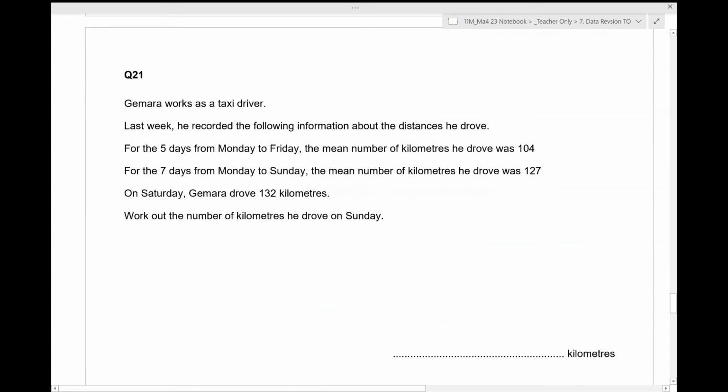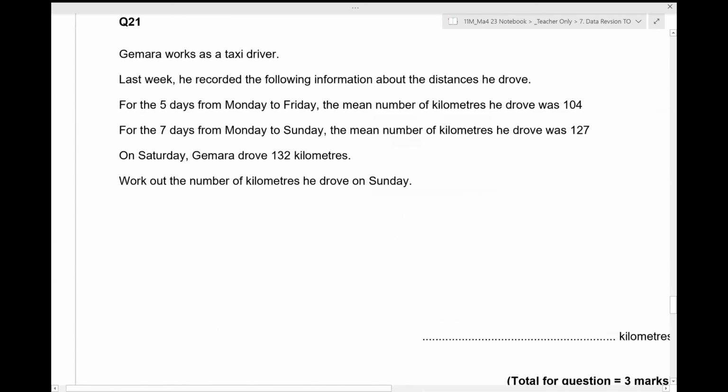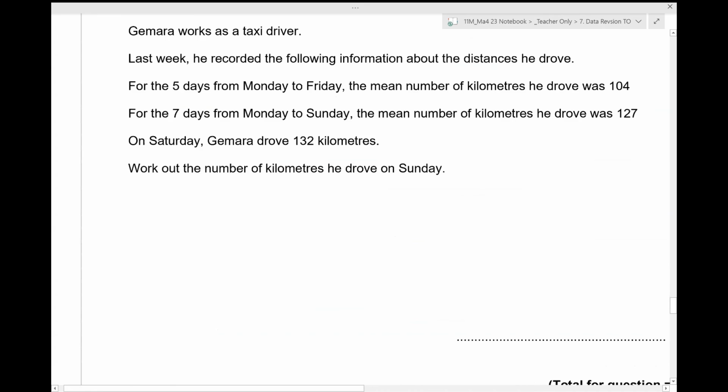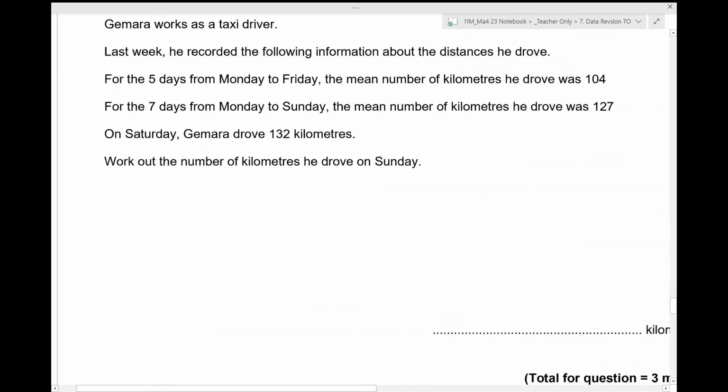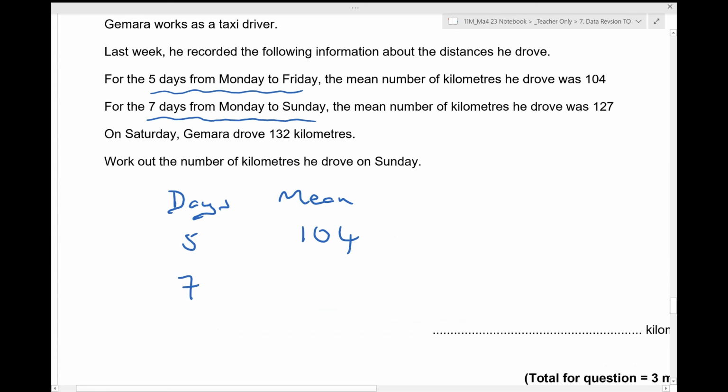Let's look at question 21. We've got a taxi driver. Last week, he recorded the following information. For 5 days, number of days 5, the mean is 104. That's 5 days from Monday to Friday. 7 days from Monday to Sunday, so including the weekend, the mean was 127. On Saturday, the driver drove 132 kilometres. Work out the number of kilometres he drove on Sunday.